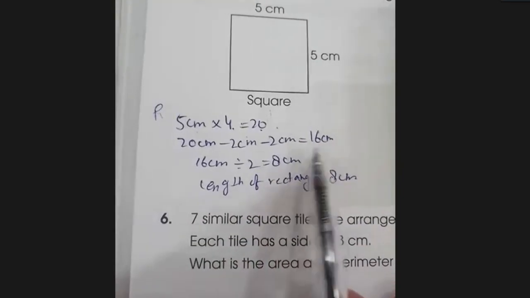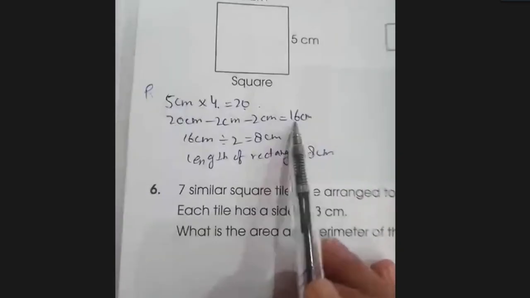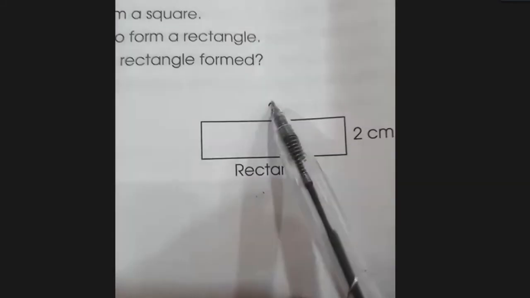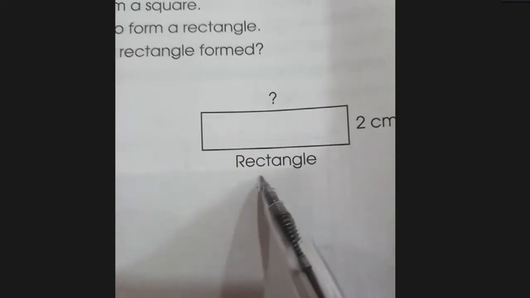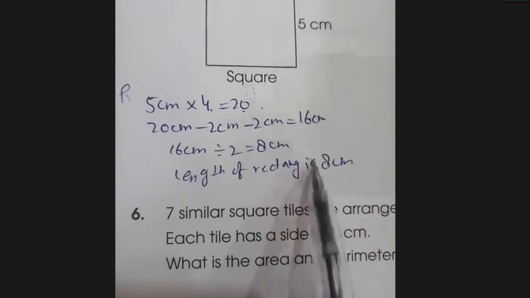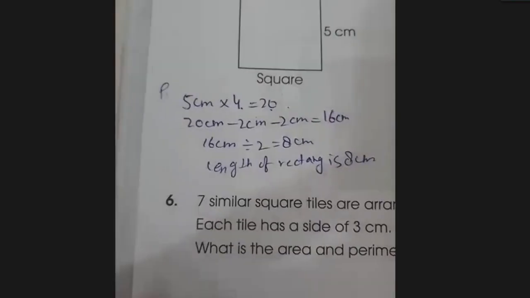Same is the case. जब हमारे पास 16 centimeter आ गया, what should we do? We have to divide 16 with 2 because rectangle has two opposite sides equal. उसकी दो opposite sides equal होती हैं. That's why we have to divide 16 with 2. तो हमारे पास एक side का length आ जाएगा. Got it?